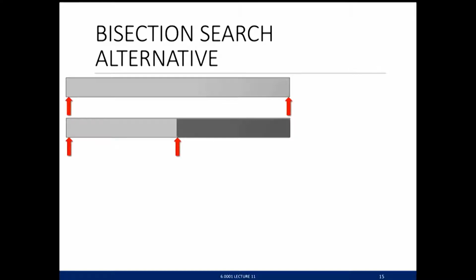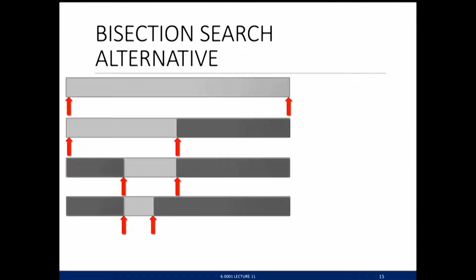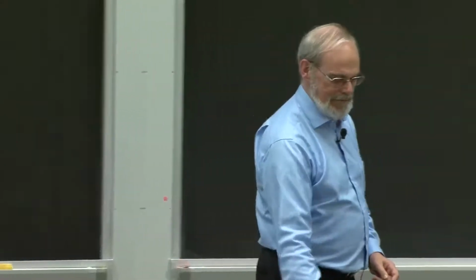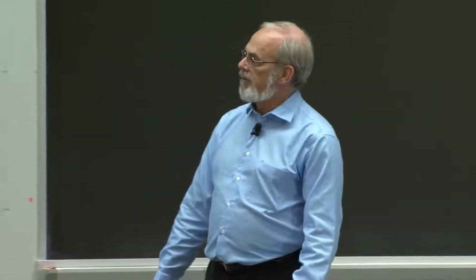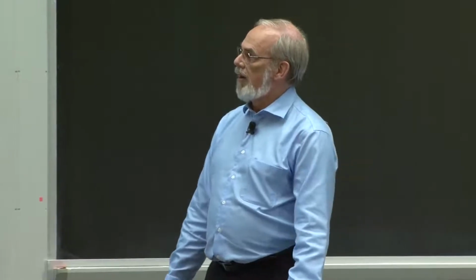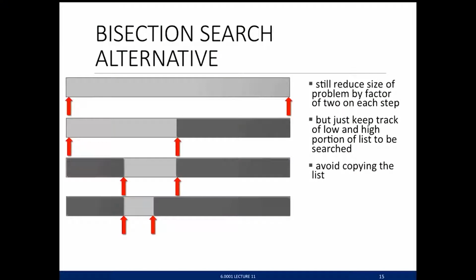And when I test the middle again, same idea. Now, I'm not actually copying the list. I am simply keeping track of where are the pieces of the list that bound my search. I'm still reducing the size of the problem by a factor of 2 at each step. That's great. All I need to do now, though, is just keep track of which portion of the list I'm searching. I'm going to avoid copying the list. So the number of recursive calls, again, will be logarithmic. Let's see if that actually fixes my problem.